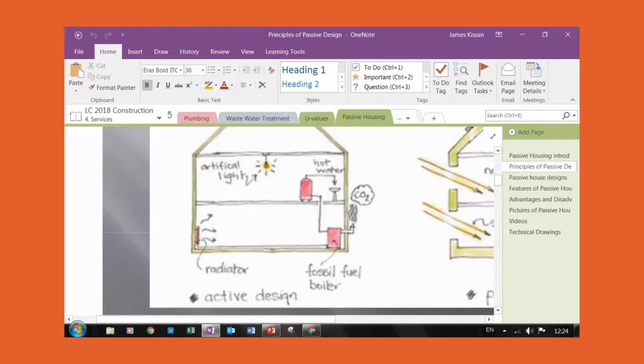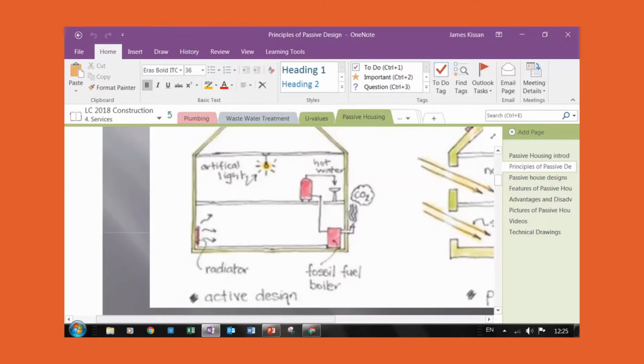Now, that's called an active design, right? So that's an active house, how it's being heated. So all of these things have to be put into operation. So if you run out of oil, this is no longer active.